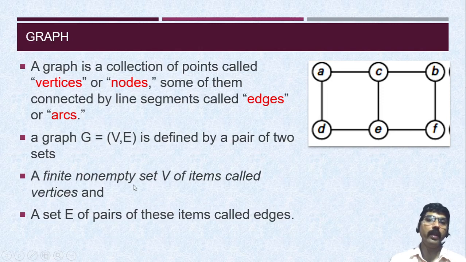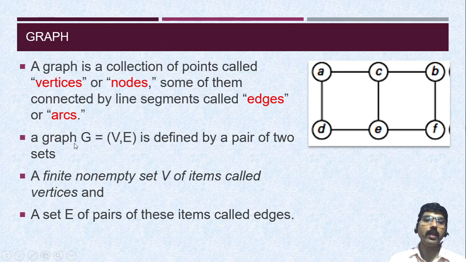One of the non-linear data structures is called a graph. This is a pictorial representation of a graph. The definition is: a graph is a collection of points called vertices, sometimes also called nodes. Here A and C are vertices, and these vertices are connected by some line segments called edges or arcs.